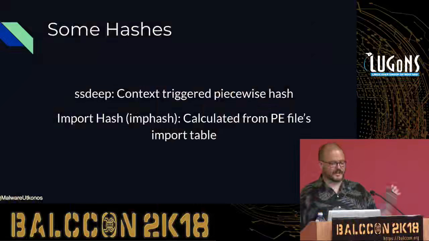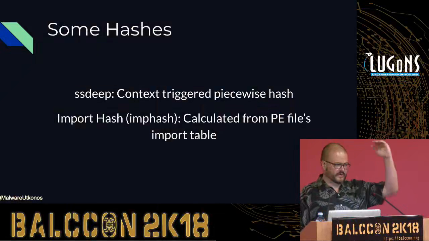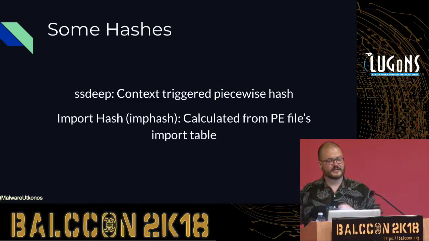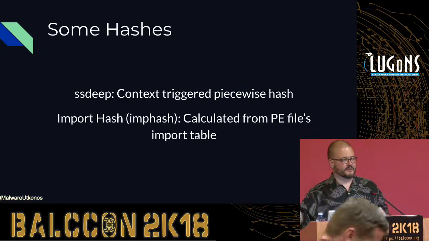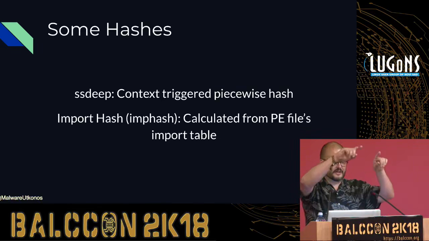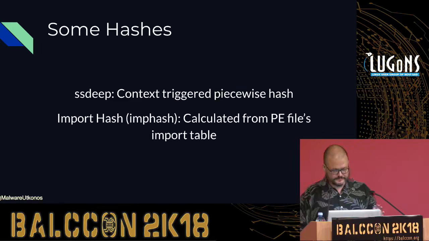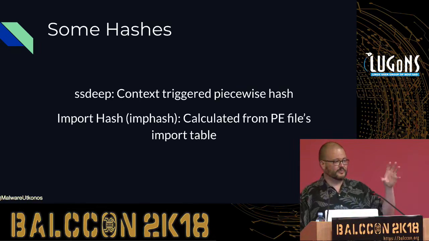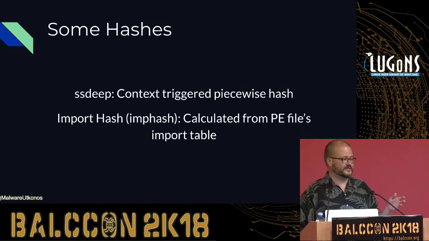Import hash. Import hash is calculated from the PE file's import table. So you take the import table and hash it, you come up with a string of characters, and then that string of characters can be compared to a database of other import hashes, and you can find files that have the same import hash. And again, import hash sucks in one particular situation. Import hash sucks for .NET.